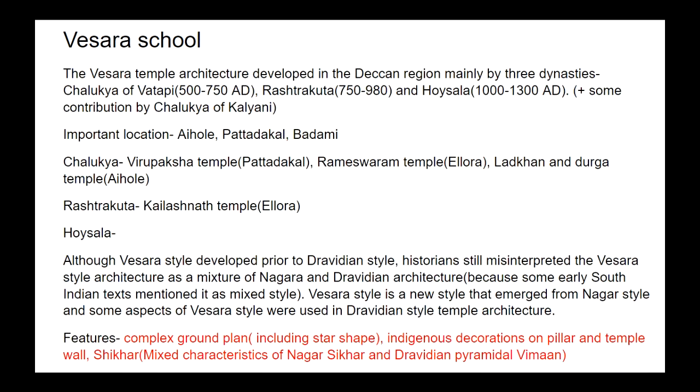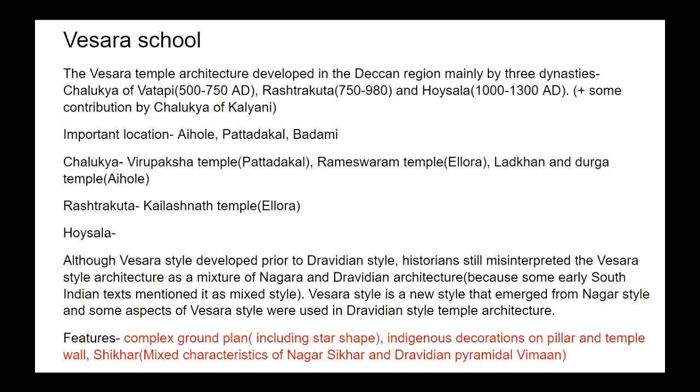Vesara is Vesara style of temple architecture. The Vesara temple architecture developed in Deccan region mainly by three dynasties: Chalukya of Vatapi from 500 AD to 750 AD, then Rashtrakuta from 750 AD to 980 AD, and then Hoysala from 1000 AD to 1300 AD. And also we found some contribution of Chalukya of Kalyani or Western Chalukya.